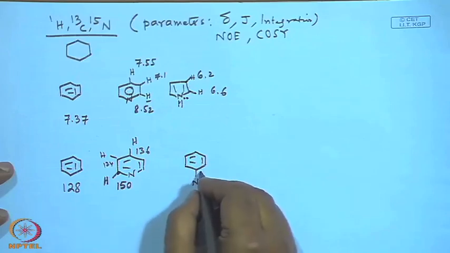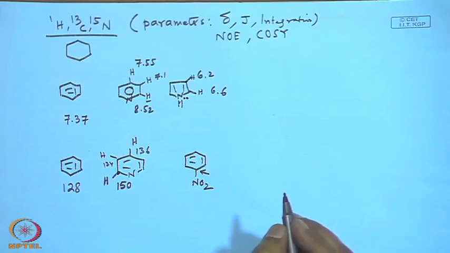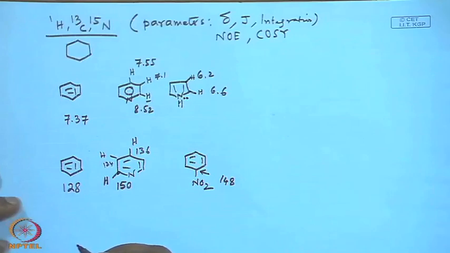What should be the chemical shift value of this carbon? You know the base value, 128. Now you have a nitrogen attached to it, an electron withdrawing group. So again 150, well in this case it is close, 148. Okay.